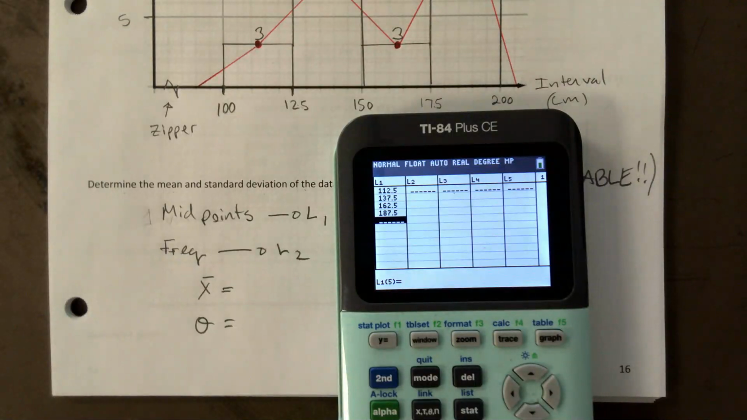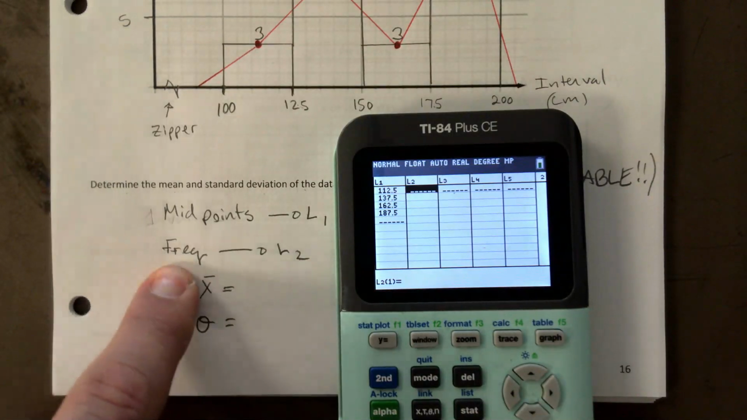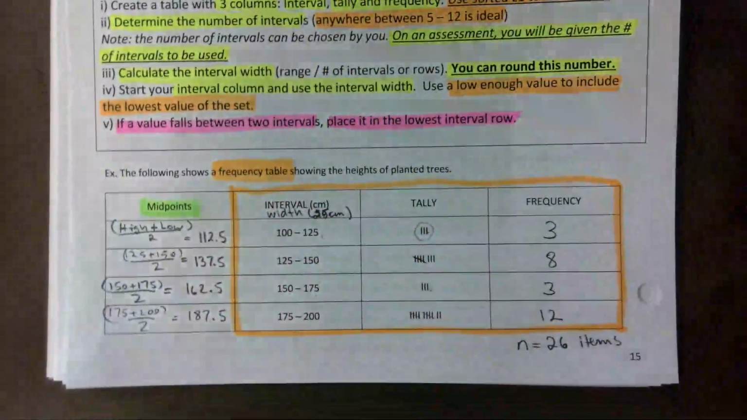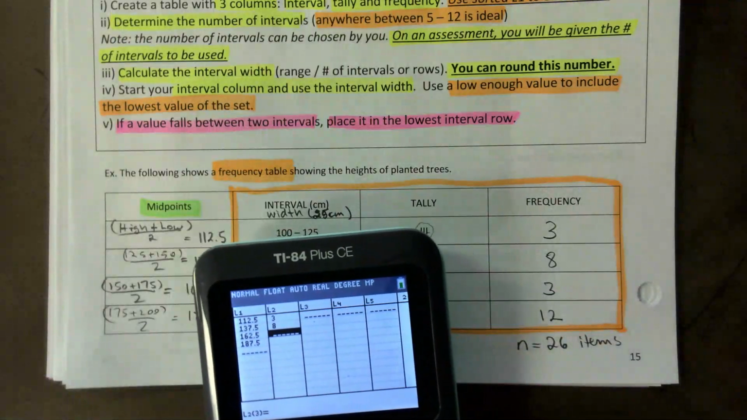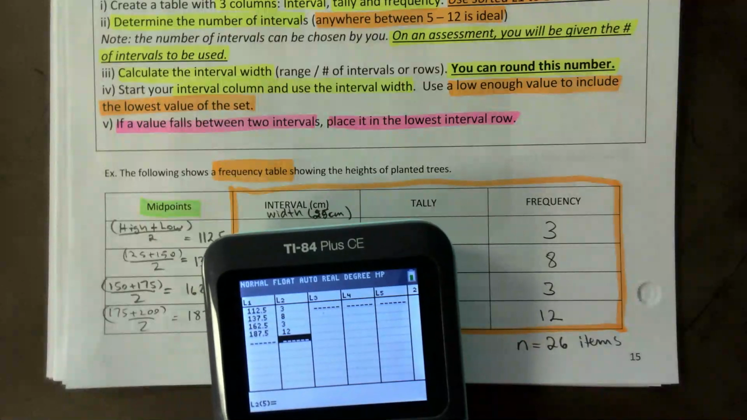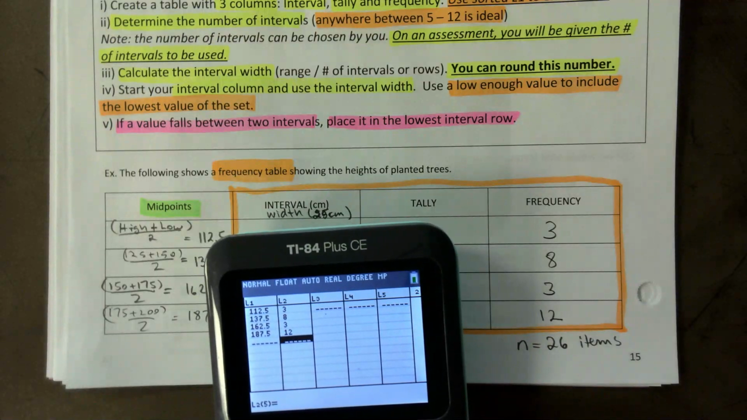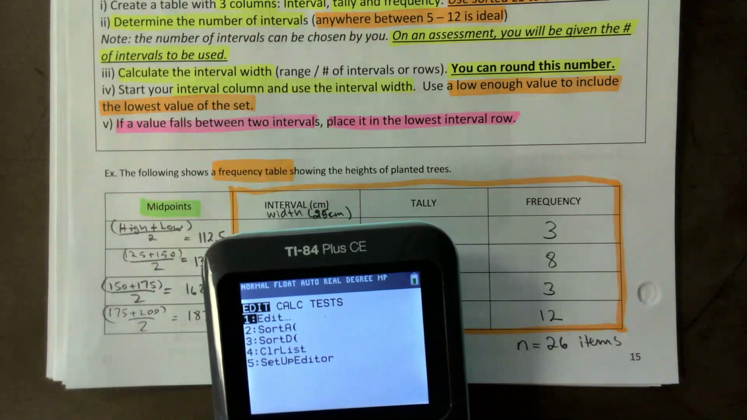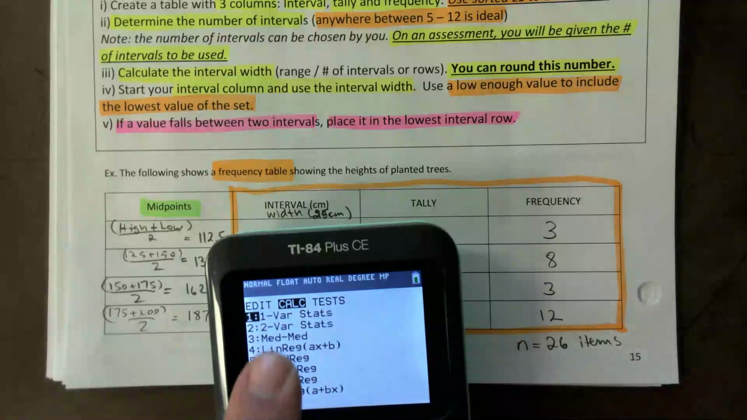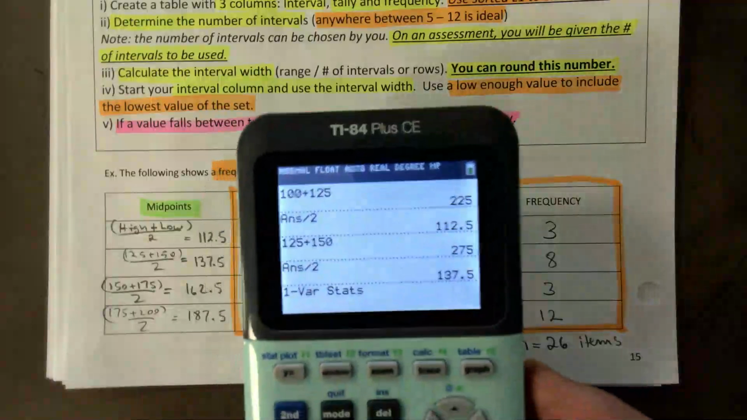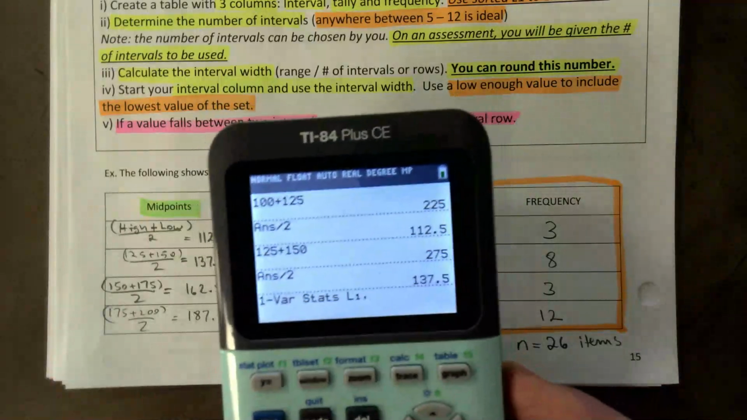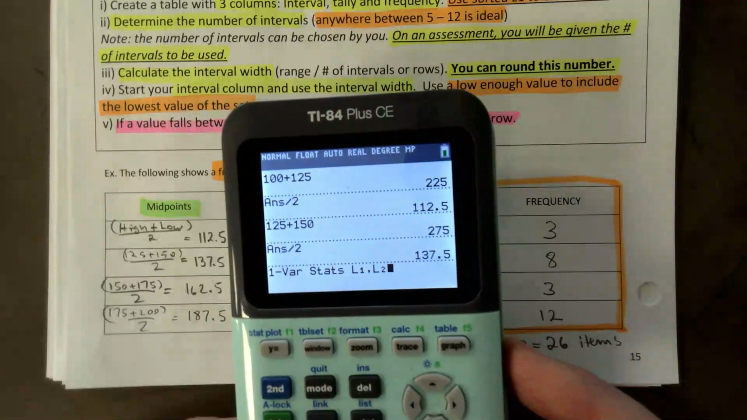Okay. Then you go to L2 and you put in the frequencies. I should probably go back to the table here, right, for you to see. You put the frequency into your L2. So it's 3, 8, 3, 12. Now we have everything we need. So I press stat, calculate, one variable stats. It's always one variable stats. Then I go second 1, comma, second 2, and hit enter.